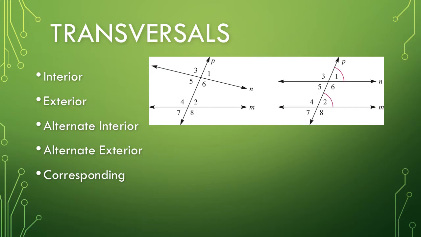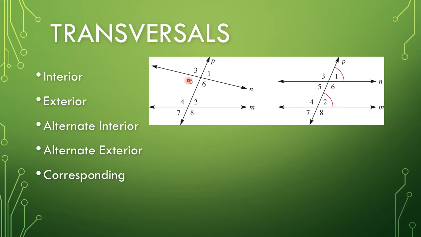Transversals. A transversal is any line that intersects a combination of line segments, rays, or lines, or like I said, any combination of those. And what happens is when you have that, like for example here where you have line N and line M being intersected by transversal P, you have 8 different angles that are created, and we can actually group those in different ways.